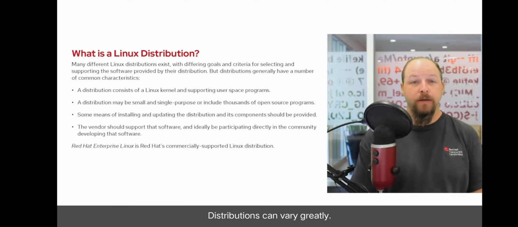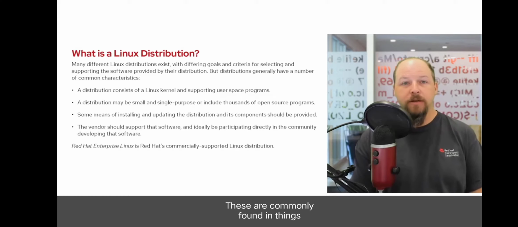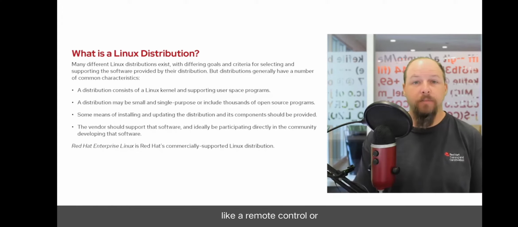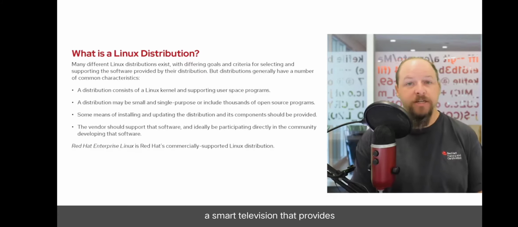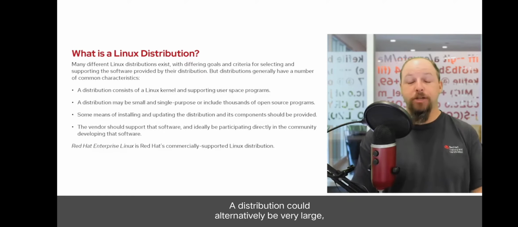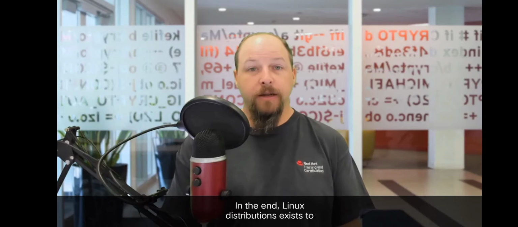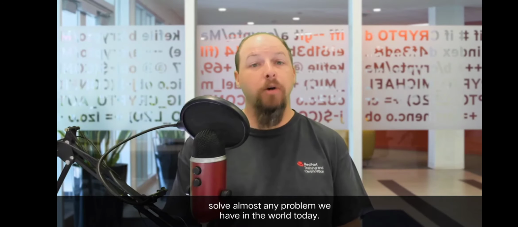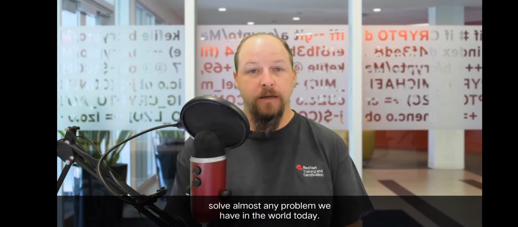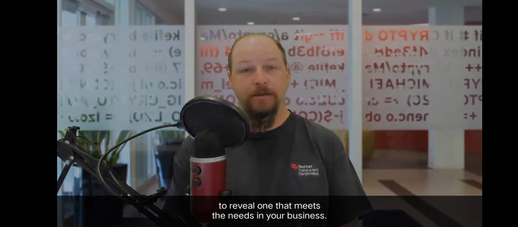Distributions can vary greatly. They can be tiny and only look to serve a single purpose. These are commonly found in things like a remote control or a smart television that provides some simple features for a very specific purpose. A distribution could alternatively be very large, such as those that power some of the world's largest supercomputers. In the end, Linux distributions exist to solve almost any problem we have in the world today. Exploring through the catalog of Linux distributions is certain to reveal one that meets the needs in your business.